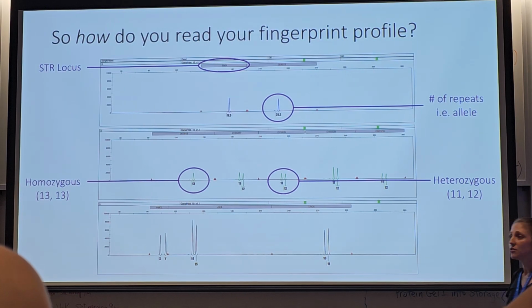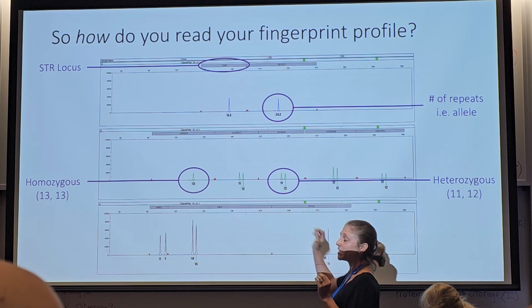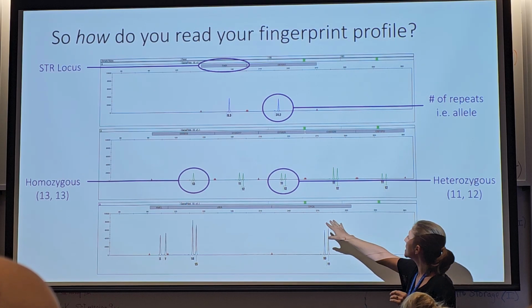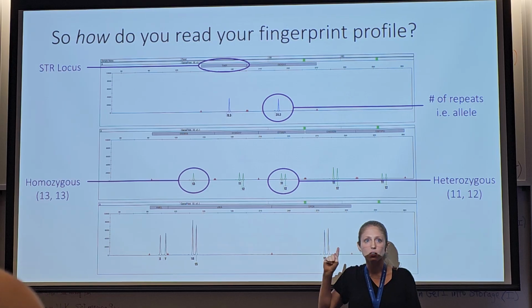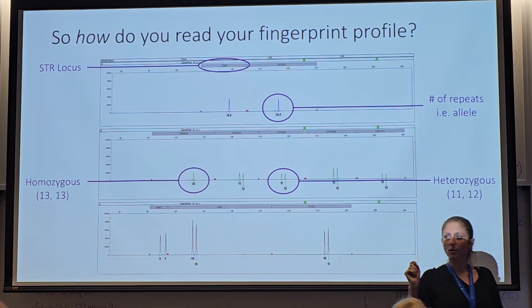At the same time, you can also be heterozygous, right? So this individual is heterozygous 11-12 for the D7 allele. You good with that? Yes.